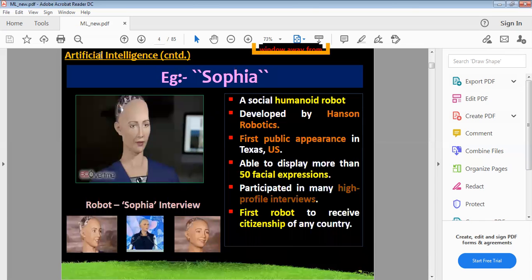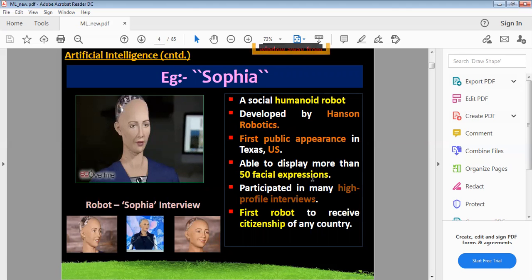The best example of artificial intelligence is this one, called Sophia. It is a social humanoid robot developed by Hanson Robotics, with its first public appearance in Texas, US. It is able to display more than 50 facial expressions.